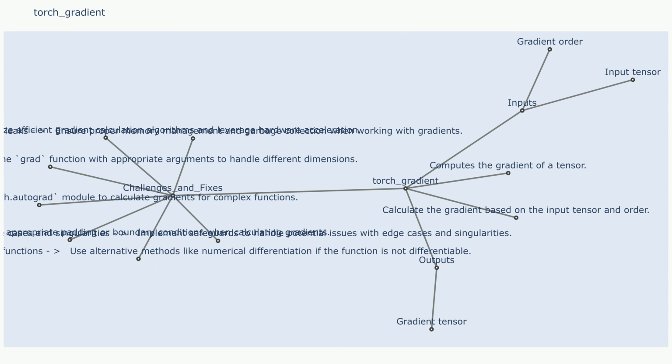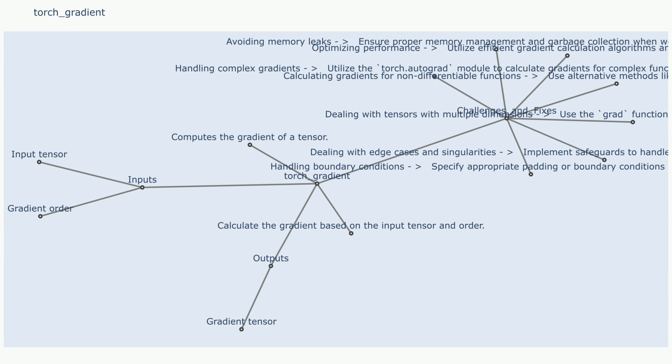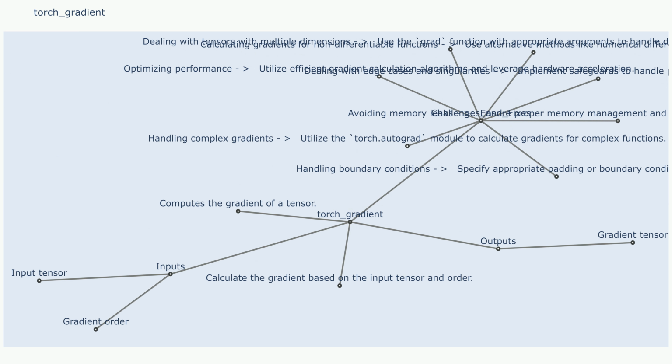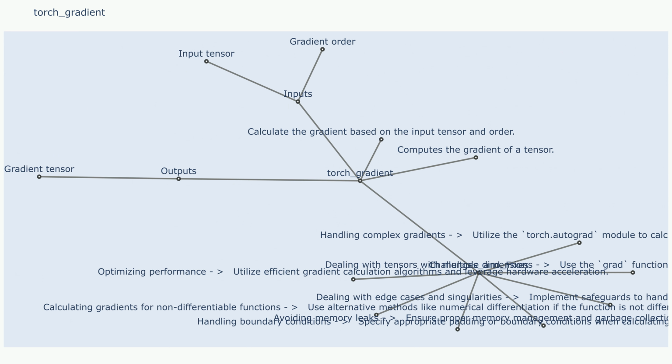Challenges and fixes. Challenge 1: incorrect dimension specification. Providing an incorrect dimension index in the dim argument can lead to an error. Sample use case that resulted in challenge 1: torch.gradient(tensor, dim=[1, 2, 3]), where the tensor has only 2 dimensions. Fixes to challenge 1: ensure the dim list contains valid dimension indices within the range of the input tensor's dimensions.